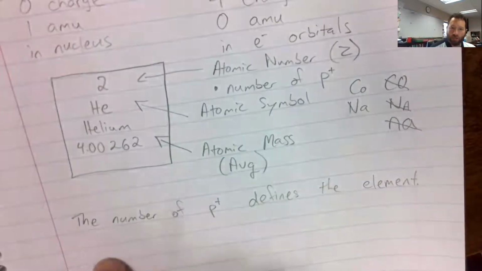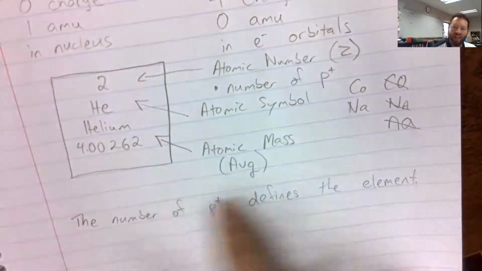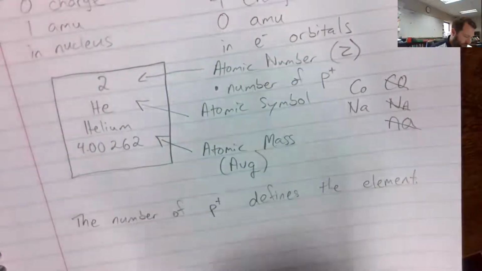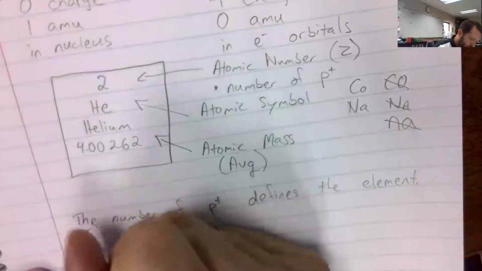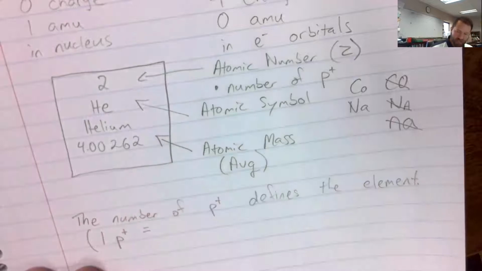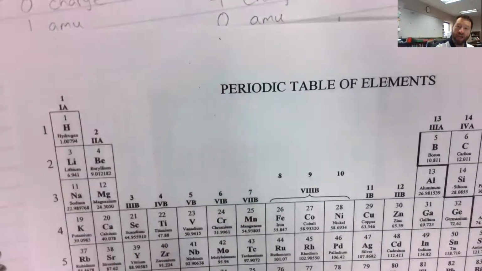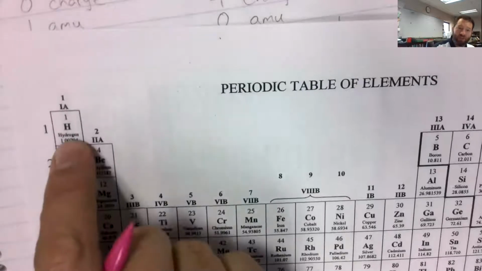All right, so we kind of mentioned it before. The number of protons, that's your atomic number, that defines the element. So what we mean by that, everything that has 1 proton is, we can use our periodic table for this, 1 proton would be atomic number 1. Everything that has 1 proton is hydrogen.